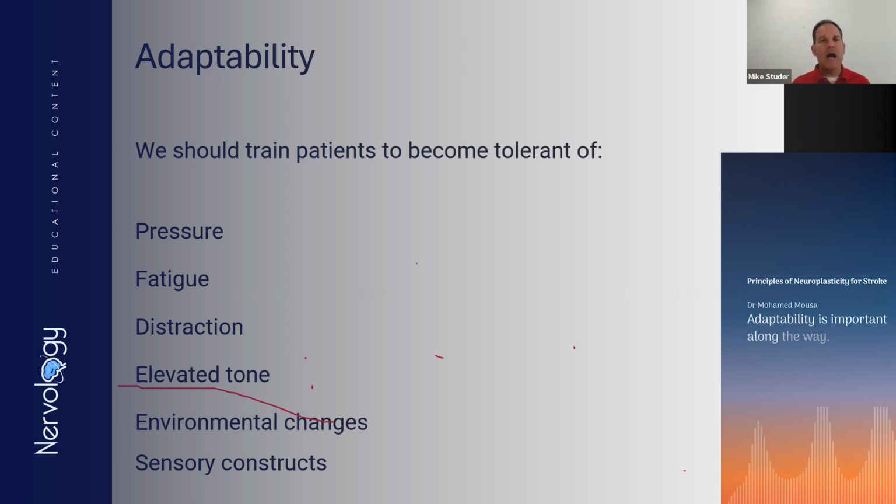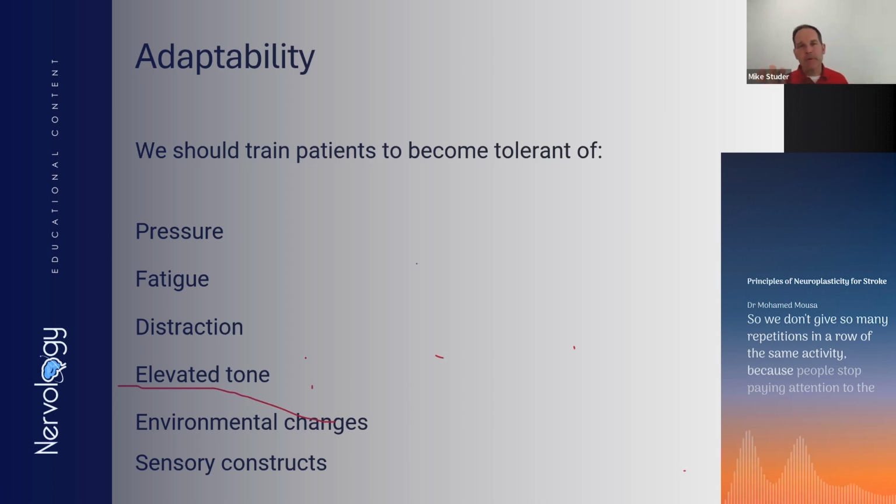Adaptability is important along the way, so we don't give so many repetitions in a row of the same activity, because people stop paying attention to the same activity when it is given over and over again. So we give people adaptability through a variety.